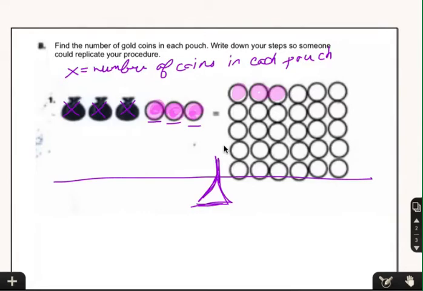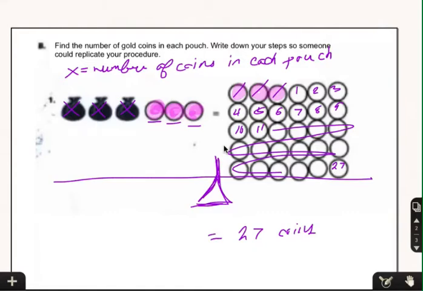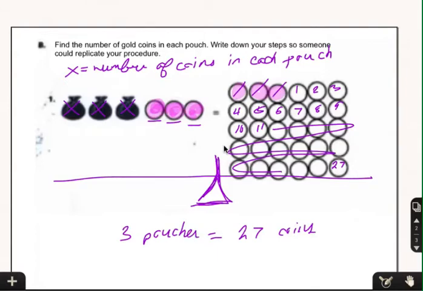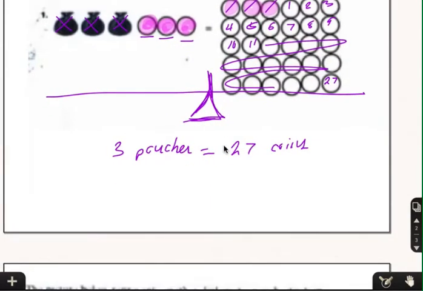So now I need to know how many coins are left over here. Well, I have 1, 2, 3, 4, 5, 6, 7, 8, 9, 10, 11. You can keep counting if you wish, but I know that I have 27 coins total left over after I removed those 3 pink coins, okay? So now this is a little simpler. I have 27 coins that need to be divided evenly into 3 pouches. So how many coins can fit into each pouch? Well, I can write this out mathematically. 27 divided by 3 equals 9 coins in each pouch.